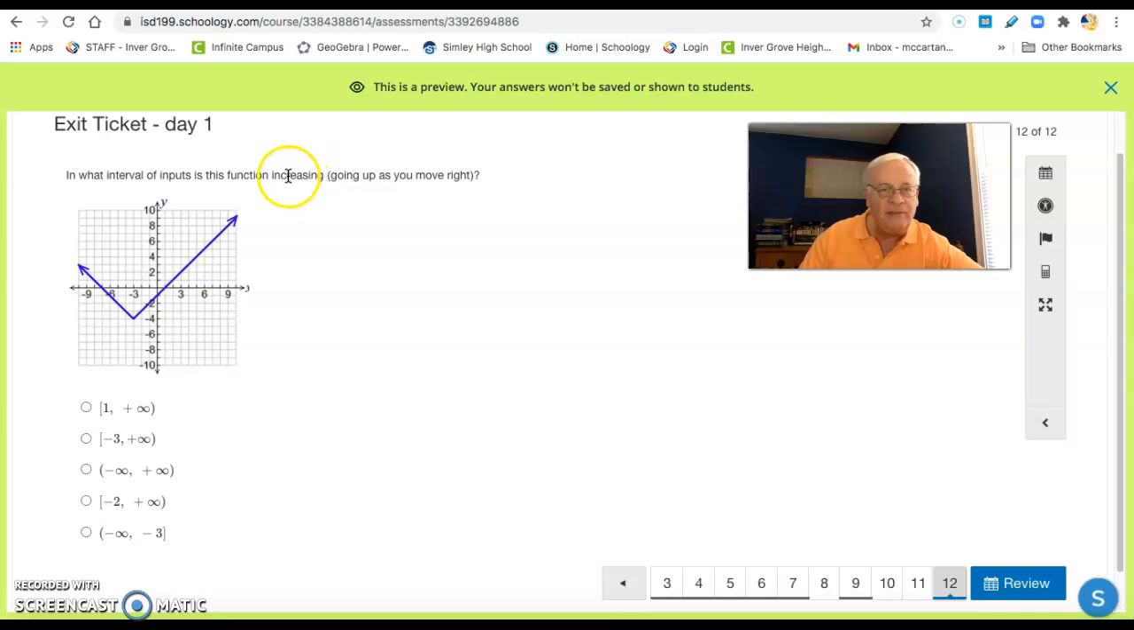Next one, same thing, increasing, going up, right here. Starts at -3, goes to positive infinity. That's where it's going up. All right, right here.